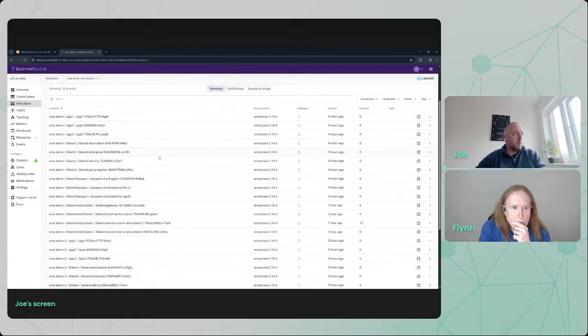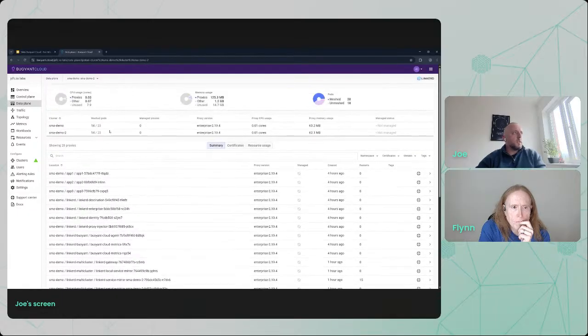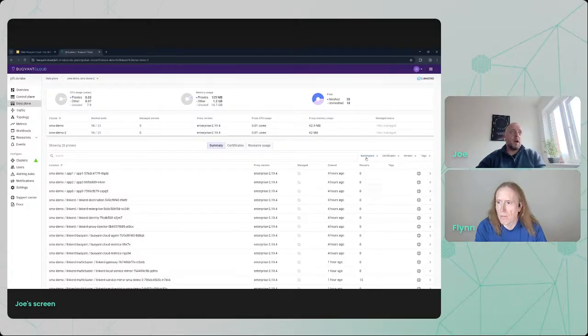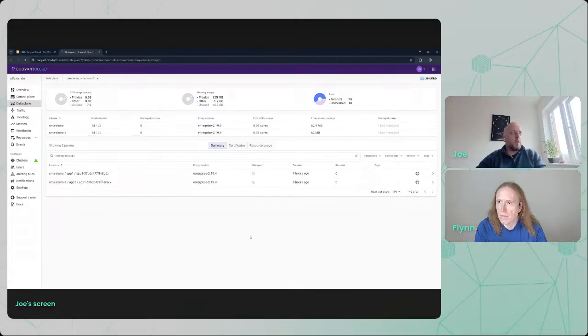So data plane. This is a similar view to the control plane view in terms of a lot of the information you can get. We can see the versions, when pods were created. We can get that multi-cluster, multi-namespace, multi-workload view. And then again, like in other areas of Buoyant Cloud, we can filter on, okay, I only want to look at information about one workload, because I've got it deployed in multiple clusters. So I want to have a look, are they on the same version?